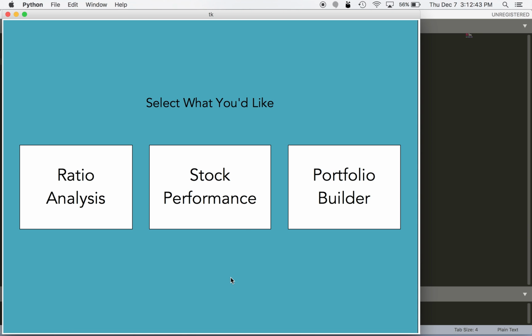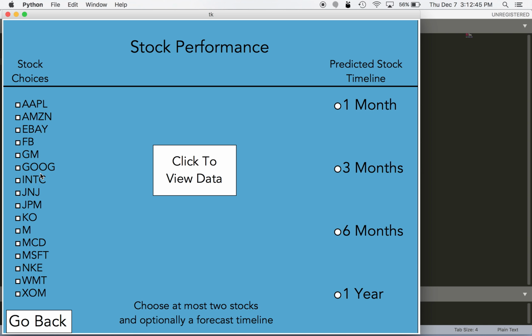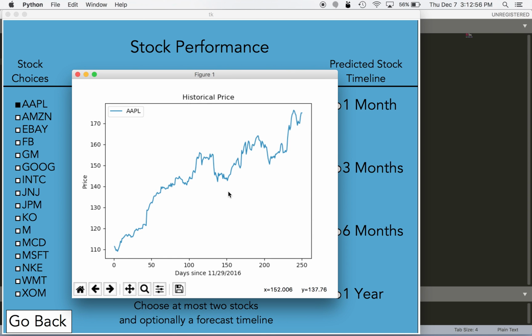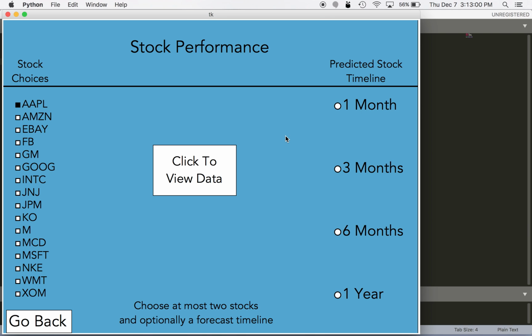So after this, there is the stock performance part. This looks at historical stock data from the past year. So if you look at Apple and you pull up its historical price data, you can see what it's done in the past year. But also it has a predictive aspect.